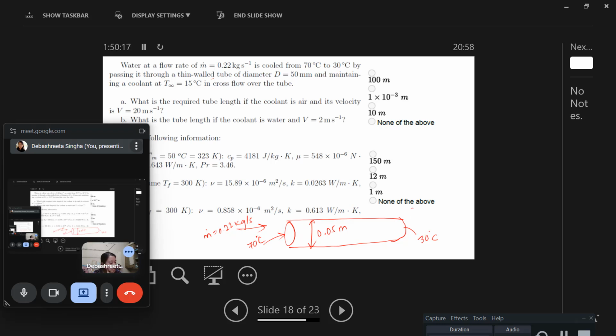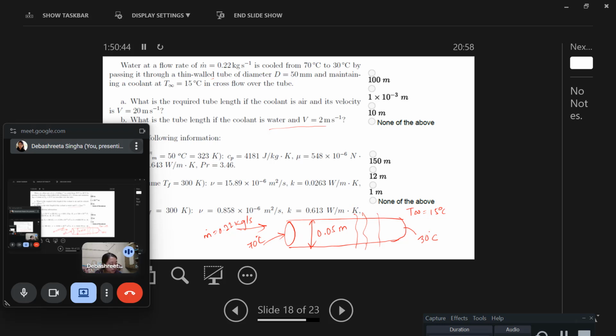And the coolant is 15 degrees Celsius in cross flow over the tube. That means inside the tube, the coolant is flowing. So what is the required tube length if the coolant is air and its velocity is v equal to 20 meter per second? And the next is, what is the tube length if the coolant is water and v is equal to 2 meter per second?